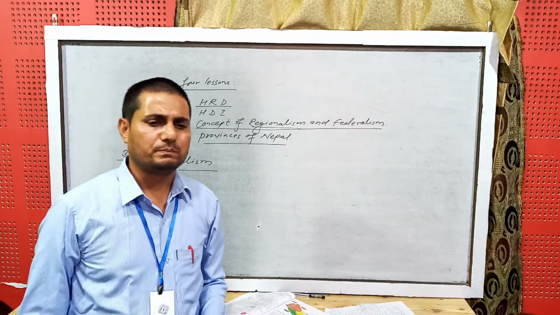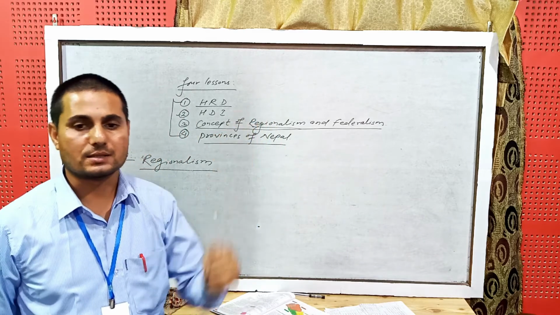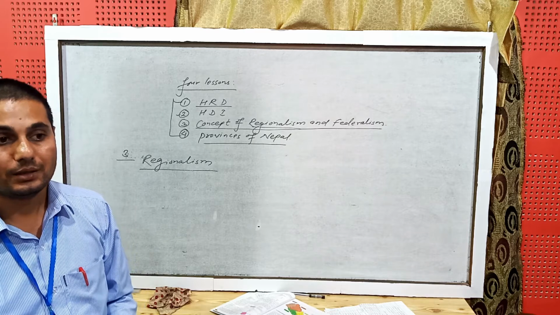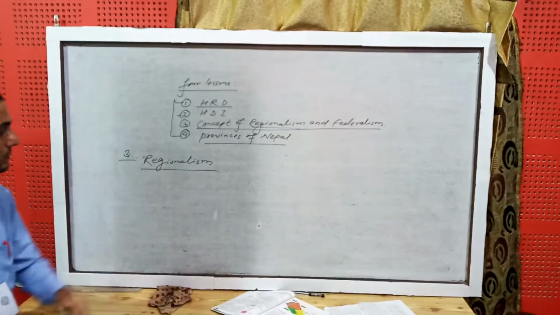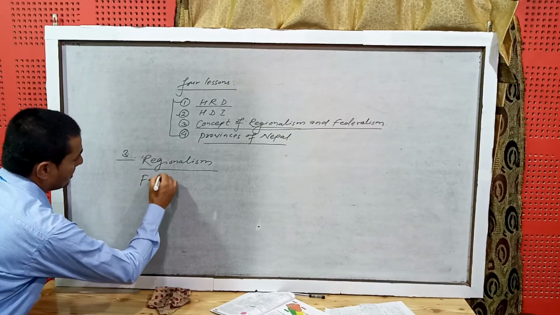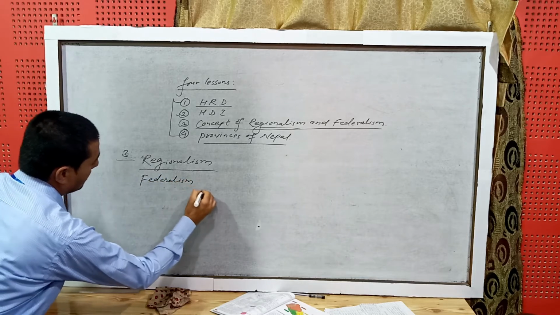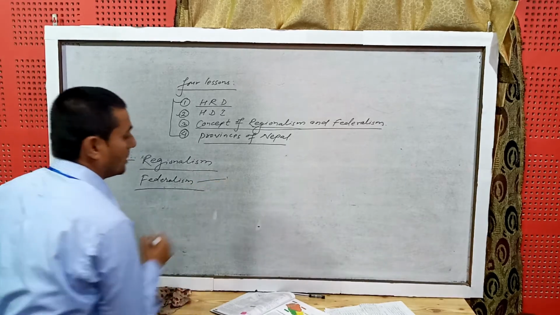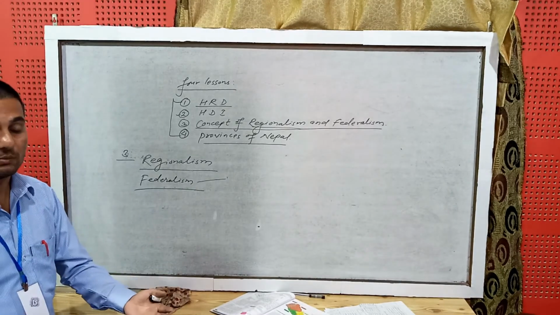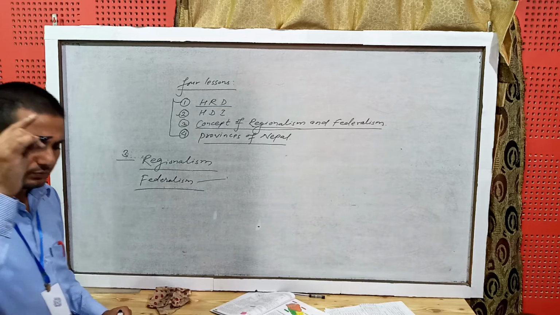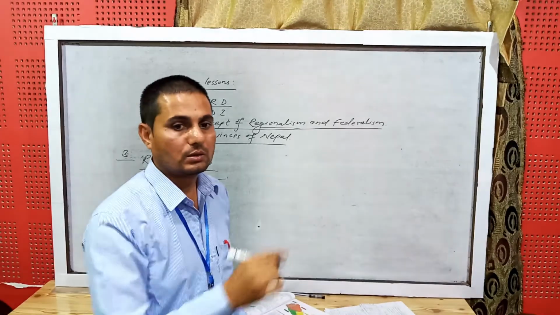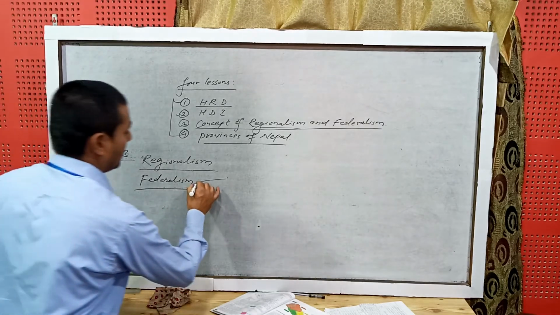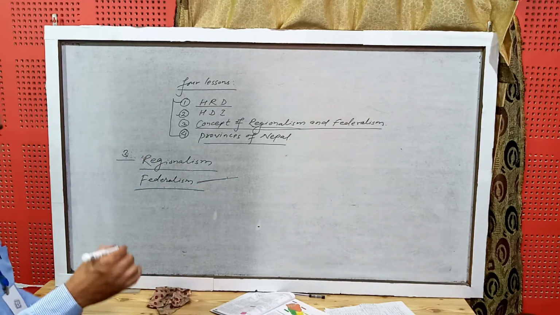Since 1825 BS, there was the concept of unitary government in Nepal. But federalism aims to end the unitary government system and create a dual governing system, one provincial government and another federal government, and further local government too.